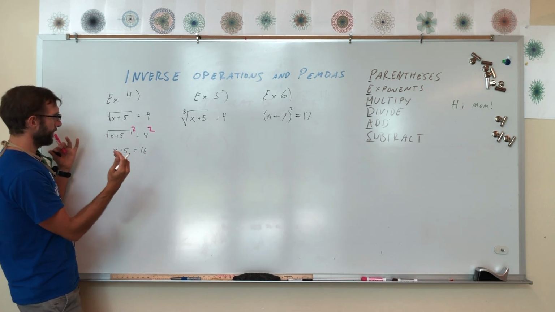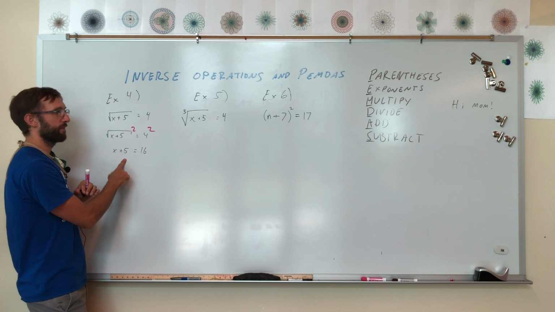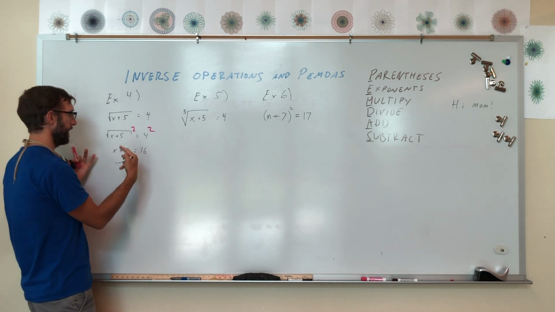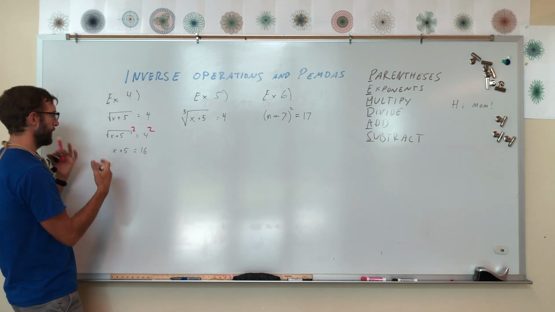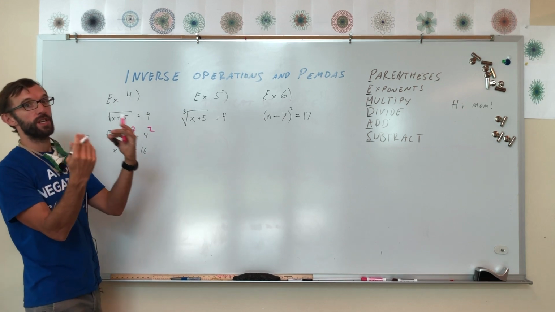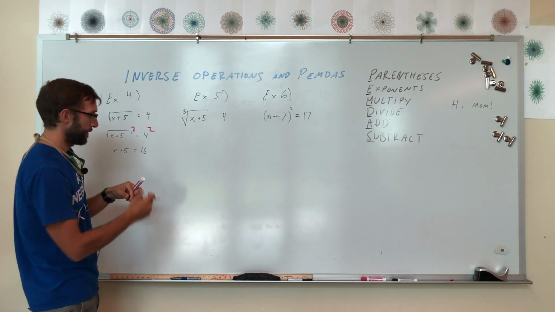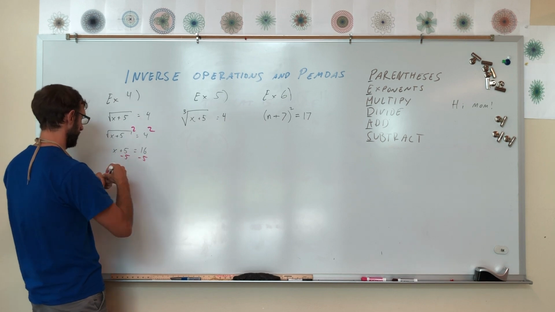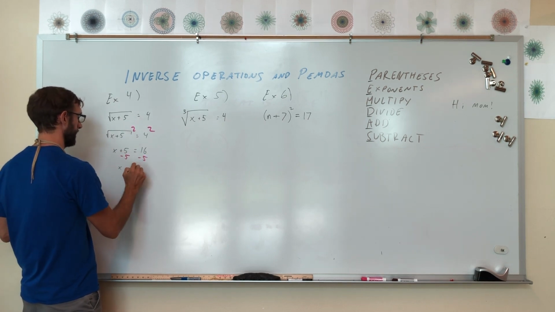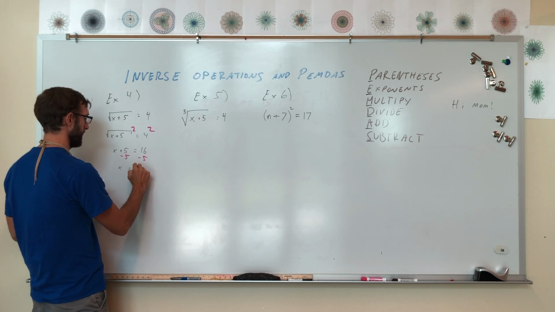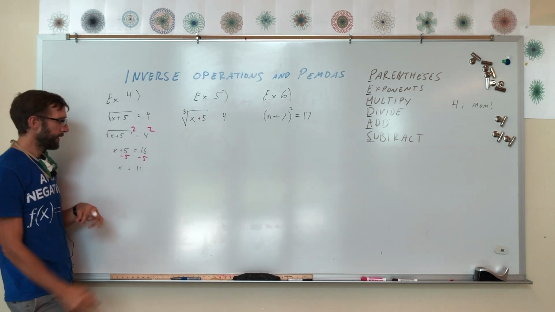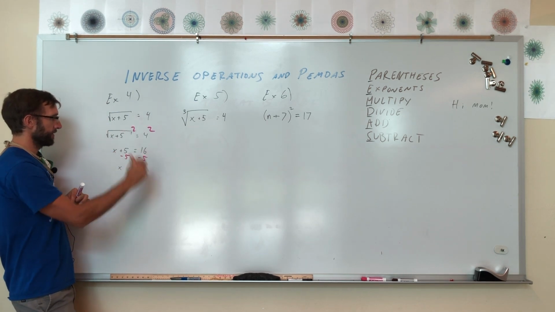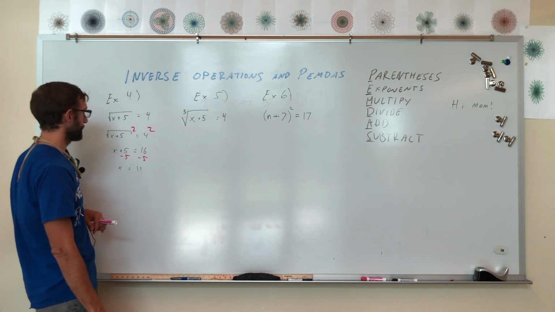And now we could do a few things. We can say what plus 5 equals 16. Or if we don't want to do that, we can think of inverse operations. And what's the opposite of addition? Subtraction. And that gives us x is, if I know my numbers right, 11. And that makes sense because 11 plus 5 equals 16. There we go.